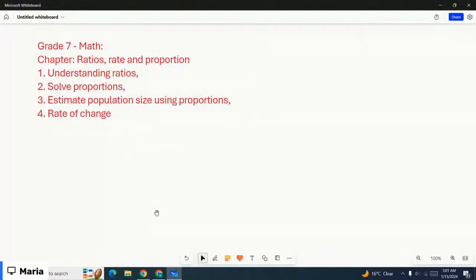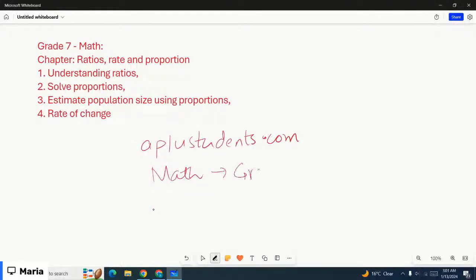We are here for grade 7 math. You can find all the lessons on aplusstudents.com. You have to enter your email address, and the password is provided by the administrator. Then select math from the subject tab, scroll down to grade 7, and click on view all lessons. There you can find a list of the chapters.